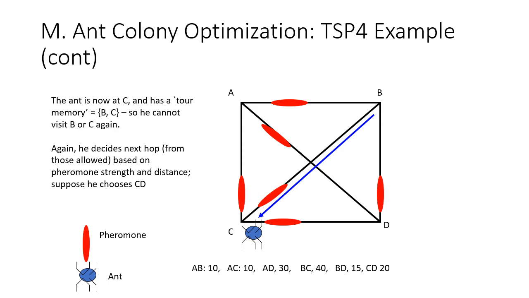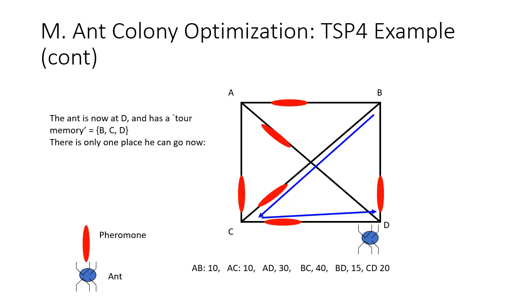Once Anthony arrives at city C, he has the memory of having been to B and C, so he will not visit these two cities again. Anthony will now decide to go to the two remaining cities, city A and city D. Suppose he chooses to visit city D.